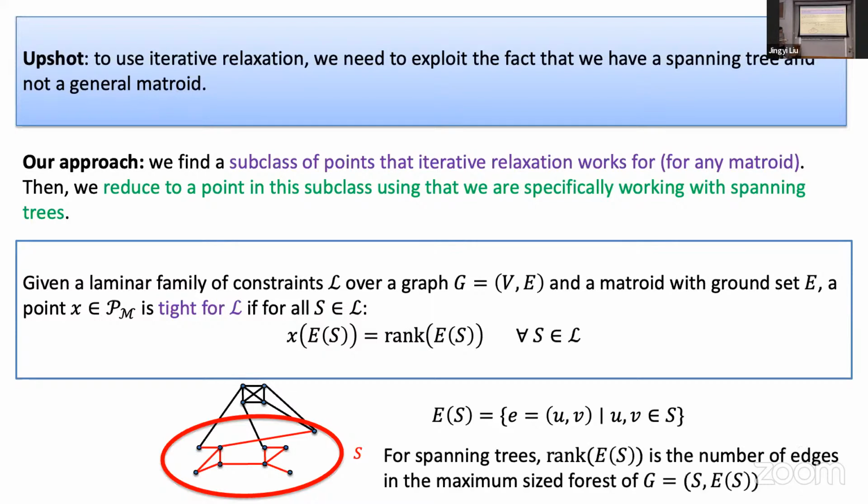So for spanning trees, the rank of the elements inside a set S is just the size of the maximum size forest of this subgraph. So somehow this is saying we have a point X where we've aligned the matroid and this laminar family.